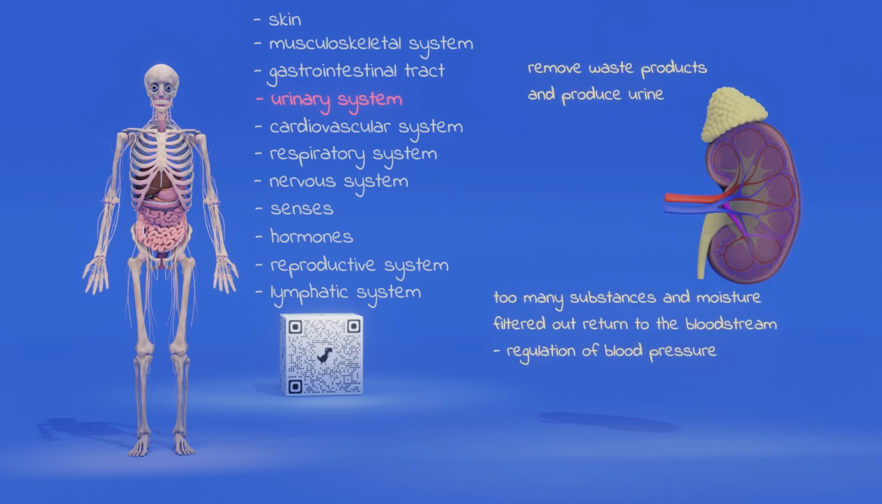The urinary system has more functions in addition to excreting waste products. The kidneys filter about 1.5 liters to 2 liters of blood per day, but not all the fluid leaves the body.